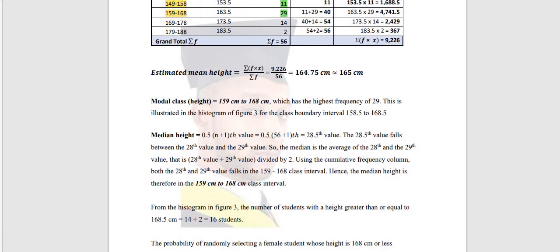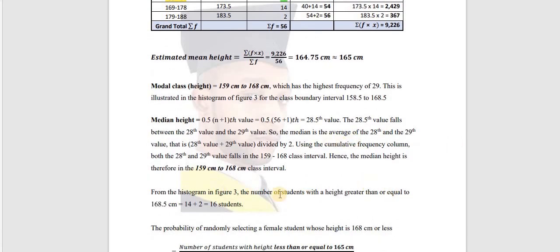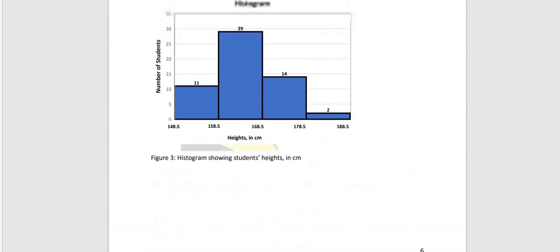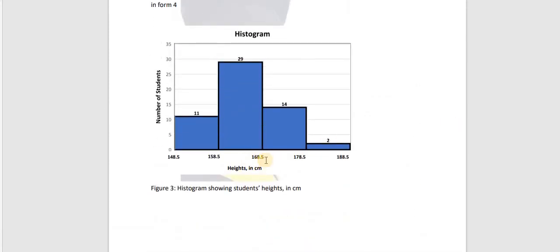Now let's go down to the next part. It says, from the histogram in figure 3, the number of students with a height greater than or equal to 168.5. If you look at the histogram, this is the 168.5, isn't it? The number of students who have height greater than this will be these 14 students plus these 2 students. So that'll be 16 students altogether who have a height greater than this.